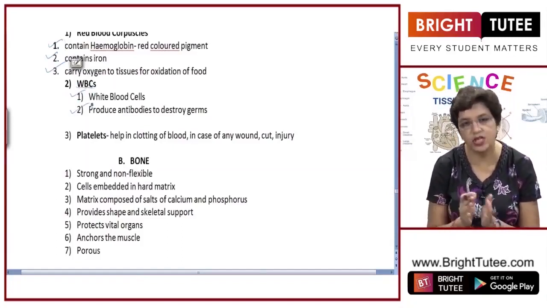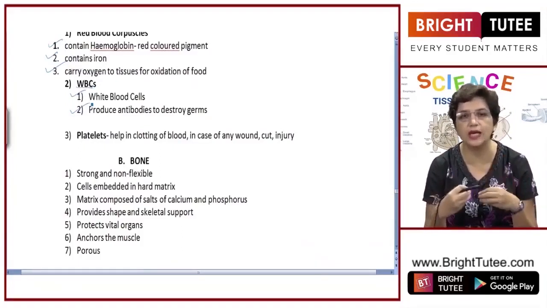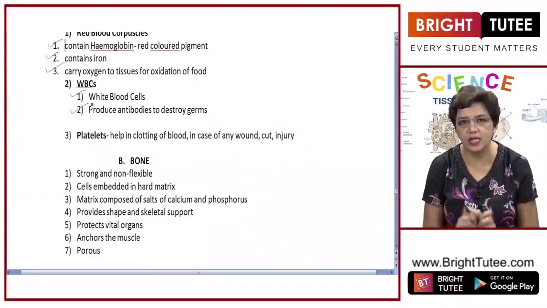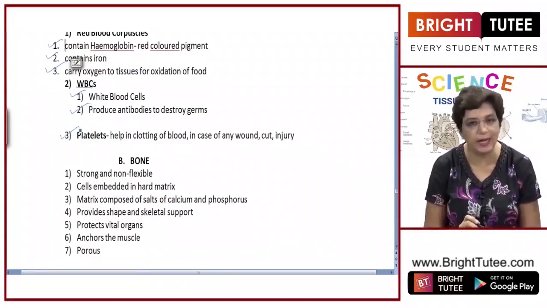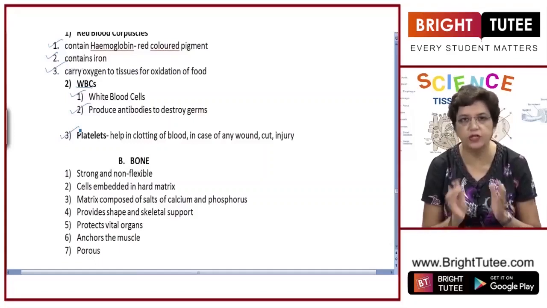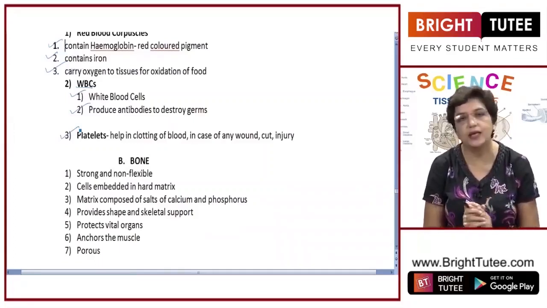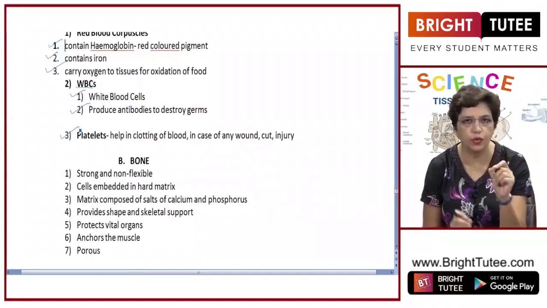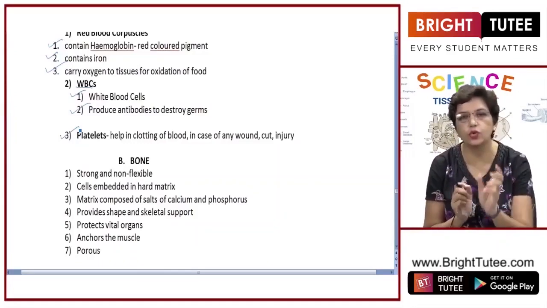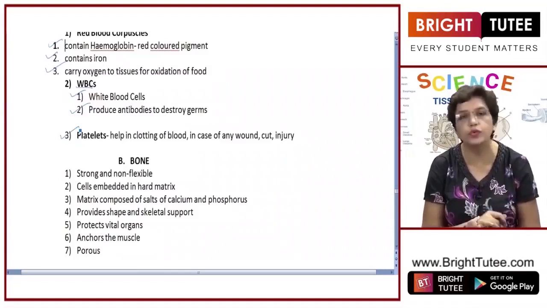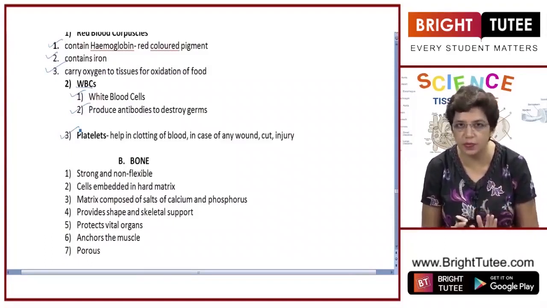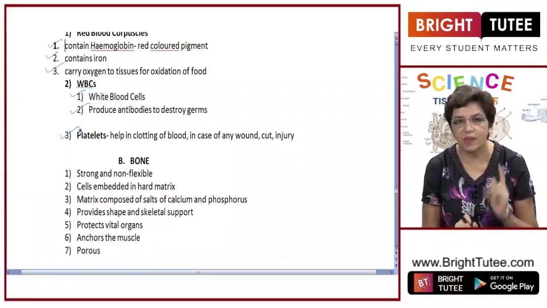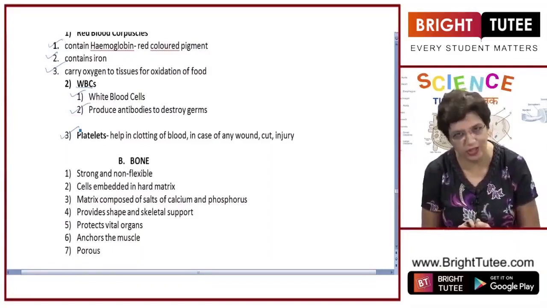They produce antibodies to destroy the germs. So if any kind of pathogen enters our body, WBCs produce antibodies to destroy them. Next is the platelets. Platelets are special types of cells which help in the clotting of blood. If in case there is any injury or any wound, the platelets join together to clot that wound or that cut. So it prevents the blood loss. So these are the different types of cells present in the blood and their function. The main function of blood is transportation, and different cells perform different other types of function.